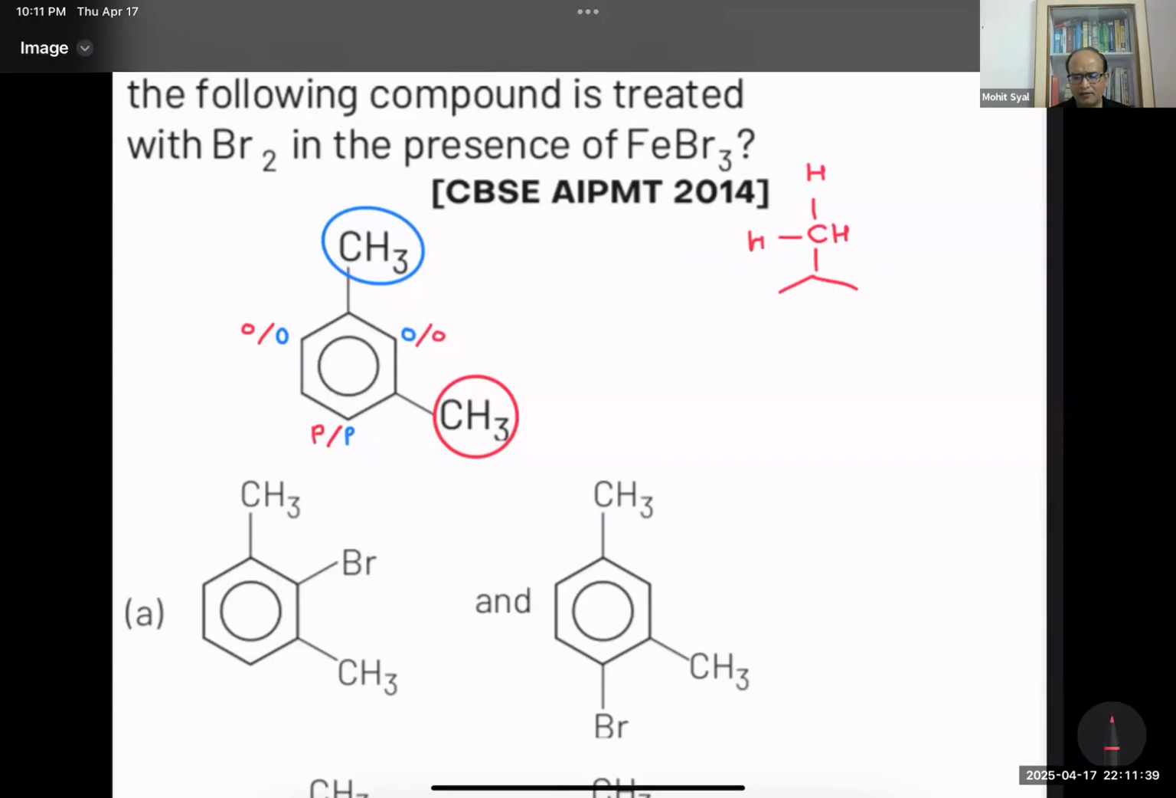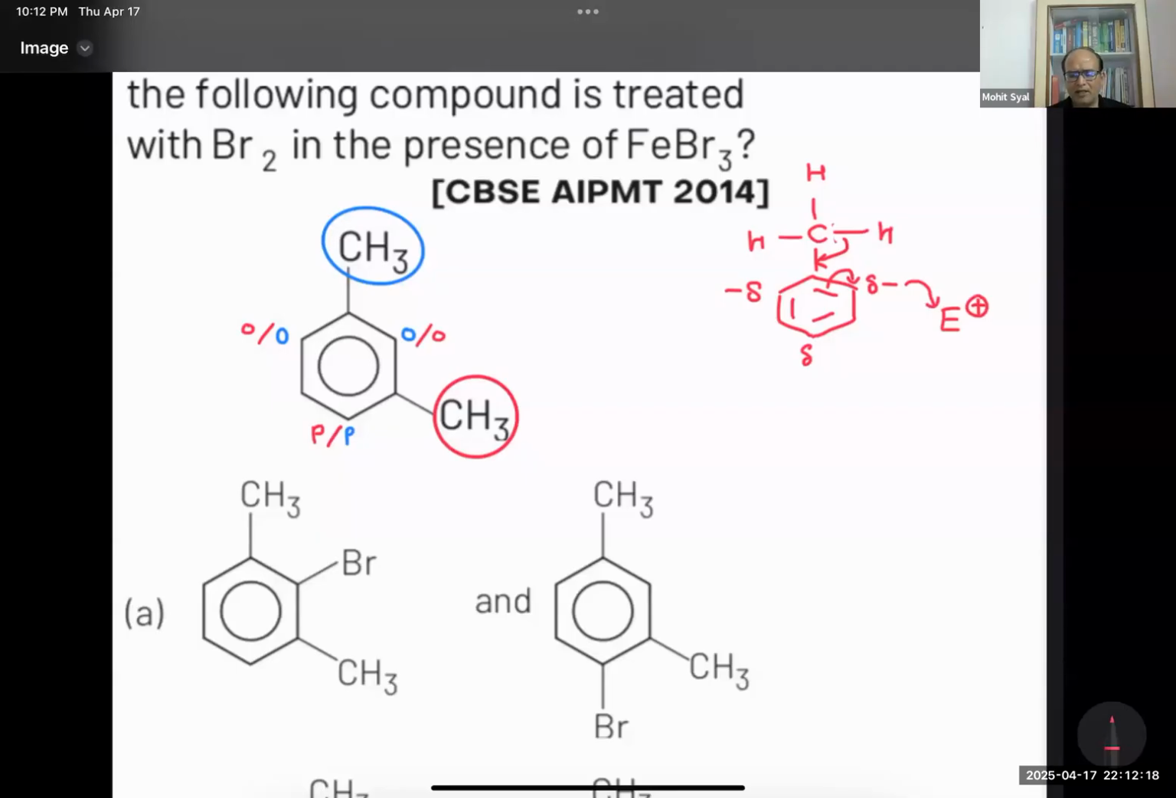Methyl has CH bonds, and these CH bonds actually get involved with the benzene. They take part in the movement of electrons with the benzene, which is known as hyperconjugation, and this brings negative charge at the ortho and para positions with respect to the methyl. Any electrophile you attach is going to attach itself on the positions where you have more negative charge.